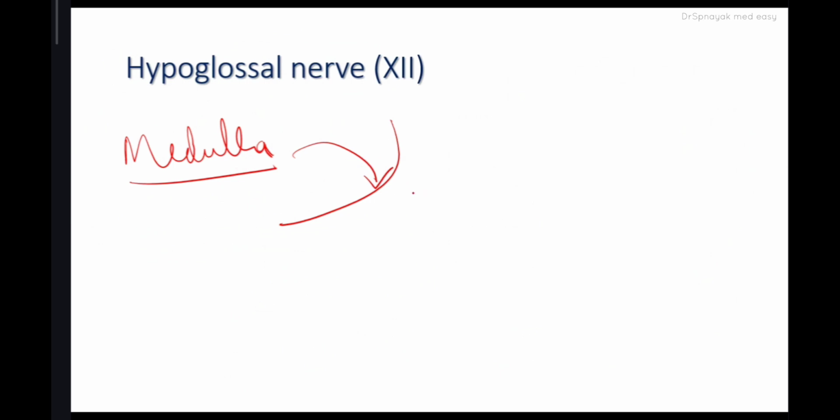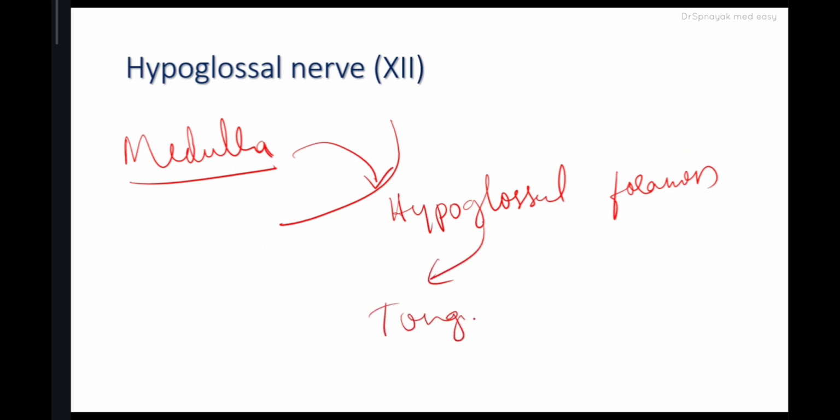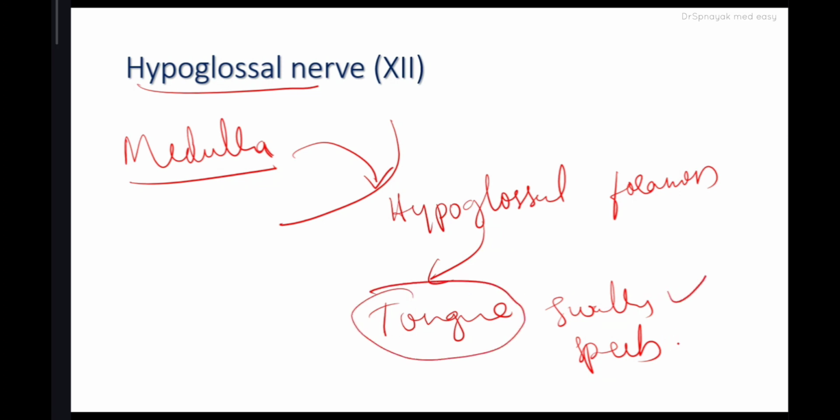And the last cranial nerve, the 12th cranial nerve, is the hypoglossal nerve. It is originating in the medulla of the brain. It comes out of the brain, out of the skull, through a foramen called the hypoglossal foramen. It supplies the muscles of the tongue, and it helps in swallowing and in speech.